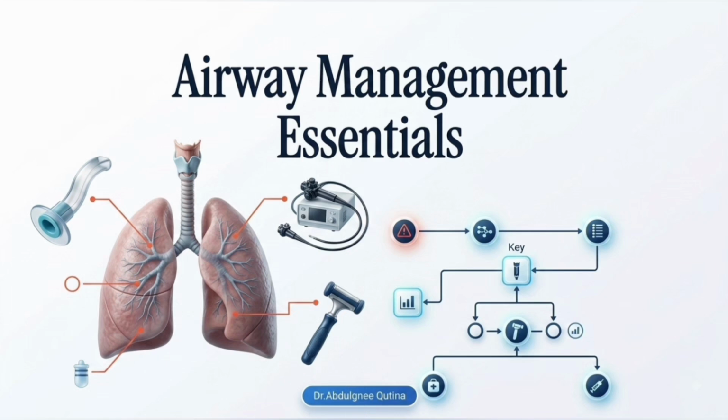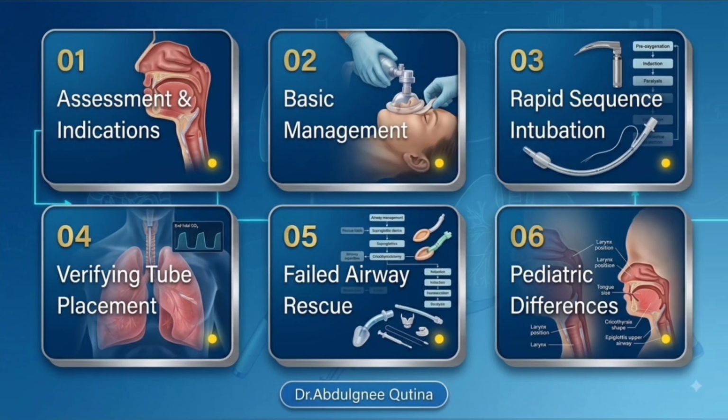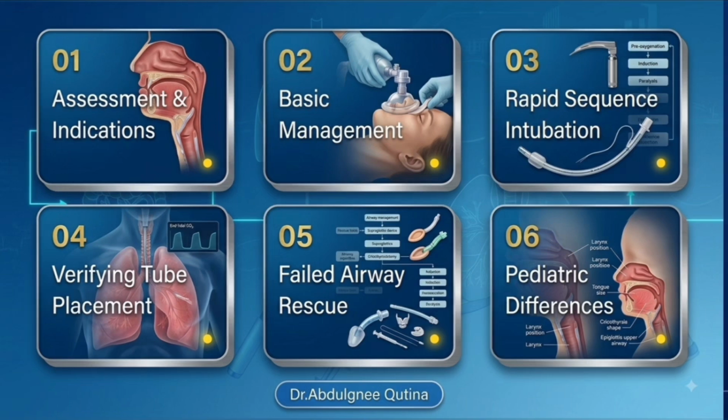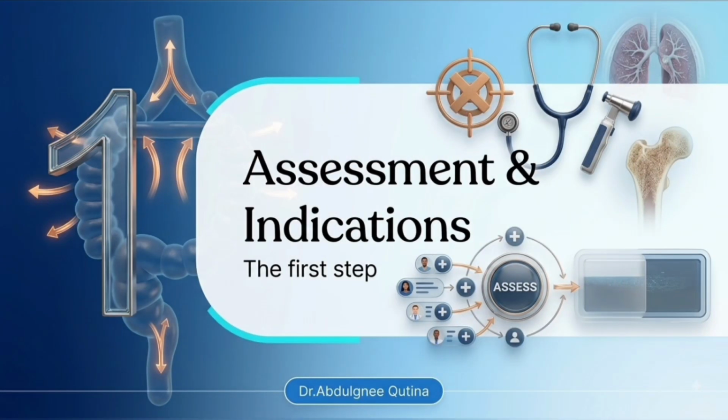If you want to really master the decision tree nature of emergency airway management, you are in the exact right place. Because emergency medicine is so reliant on algorithms, here's our roadmap. We'll follow the exact clinical escalation pathway, starting with assessment and clinical indications, moving to basic management, then rapid sequence intubation and verifying tube placement, and finally, the failed airway rescue and pediatric airway differences. Starting with Section 1, Assessment and Clinical Indications.